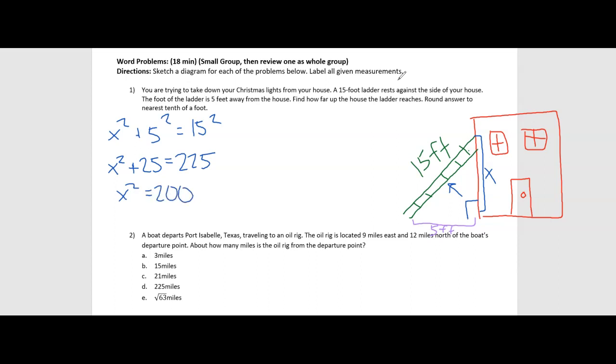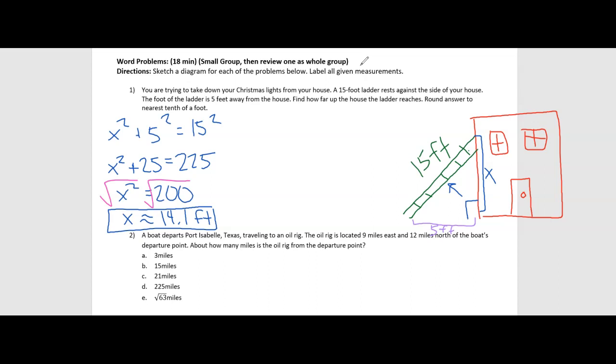It does not say to find an exact answer here, so I just have to take the square root of 200 and round to the nearest tenth of a foot. So x is approximately equal to 14.1 feet. So it reaches 14.1 feet up the house, up the side of the wall. You can write your square roots in there as well.